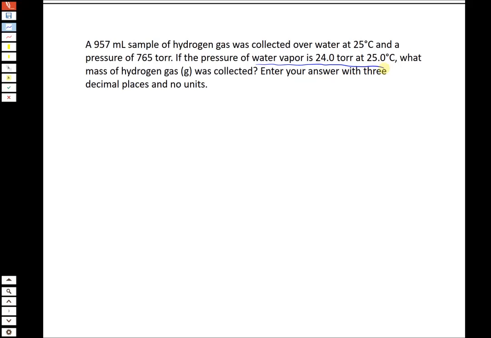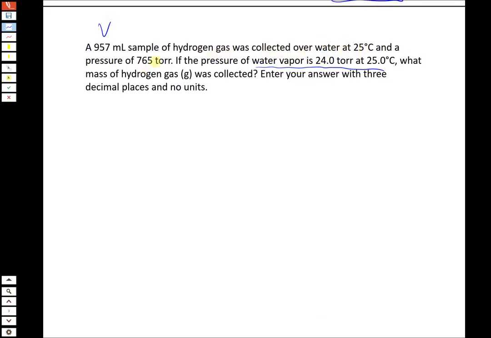So we have 957 milliliters of hydrogen, that's the volume of the gas. It was collected over water at 25 Celsius and a pressure of 765 torr. Now what's important to recognize is that 765 torr is the total pressure of the mixture. And again, in these types of problems, the mixture of gases that we're considering is the gas we're collecting, which is hydrogen, and then water vapor pressure. Okay, so we have those two things that we have to consider when we have a mixture of gases.